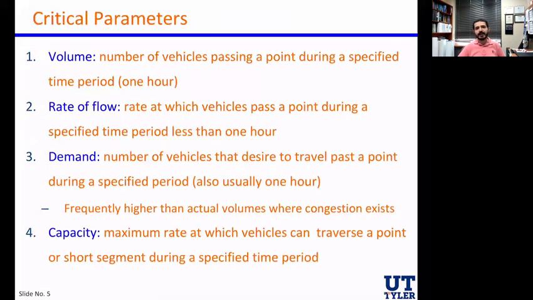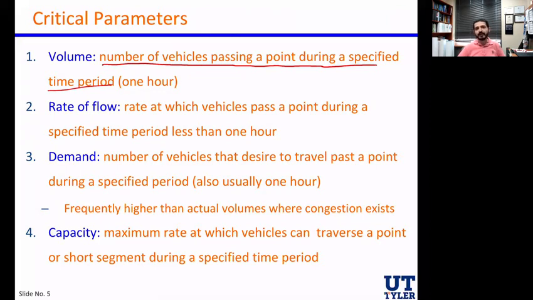Let's first define those critical parameters. The very first parameter that we need to be fully aware of is the volume. The volume, as we defined it a little earlier, is the number of vehicles passing through a point during a specified time period. Typically, if it's a volume, we have to be there for 1 full hour. Therefore, the number of vehicles going through that intersection will be defined as volume, which is number of vehicles per hour.